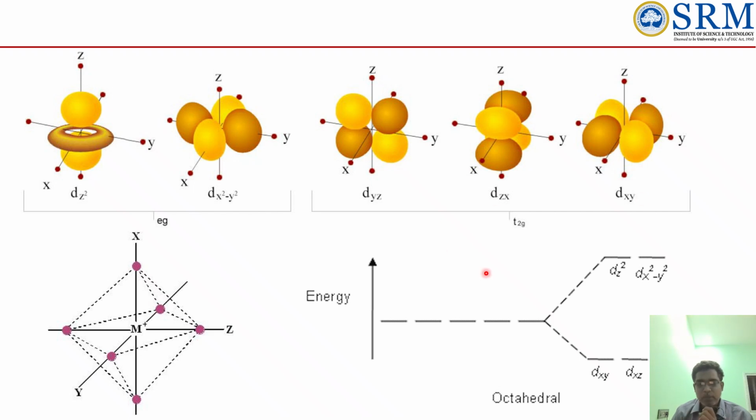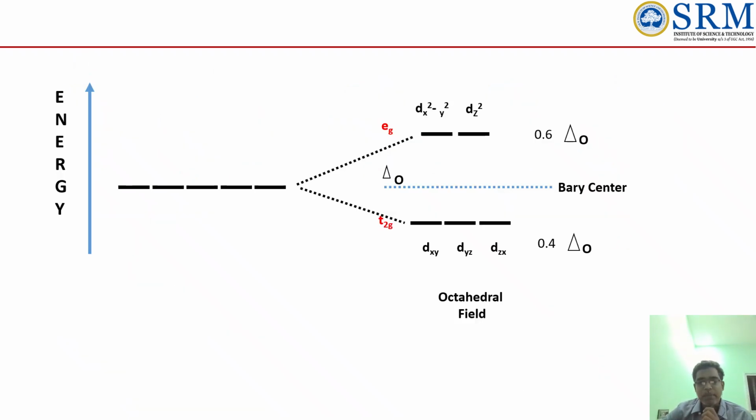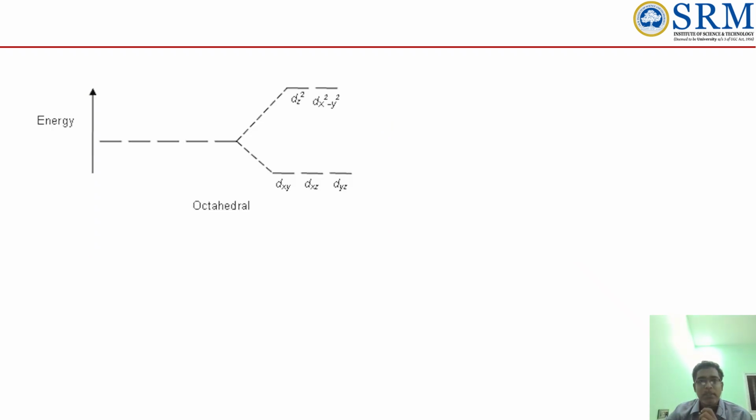It is also important to recap that the d orbital gets split into two subsets, T2G and EG. One lies in between the axes, the other along the axes. So you have a barycenter, a stabilization effect and a destabilization effect. These are the things we need to recap. And as I said, how much it is stabilizing, that much it should destabilize. That's the reason we have 0.4 stabilization and 0.6 destabilization.